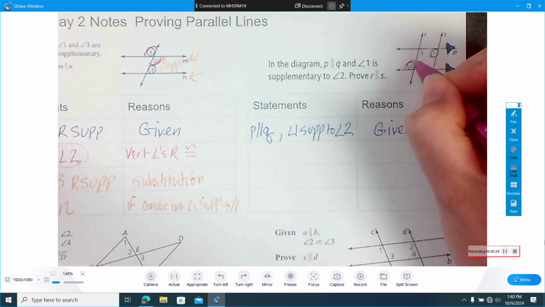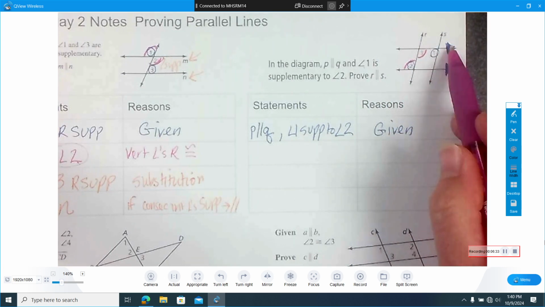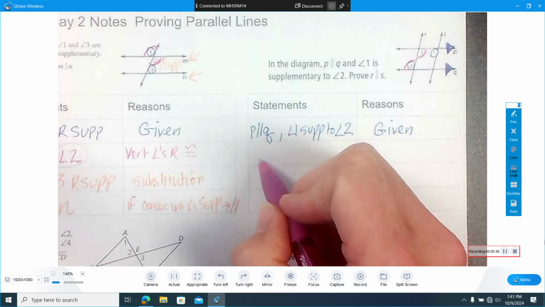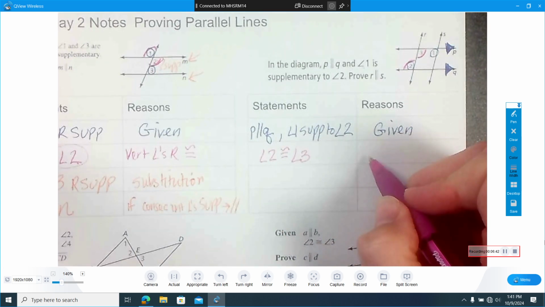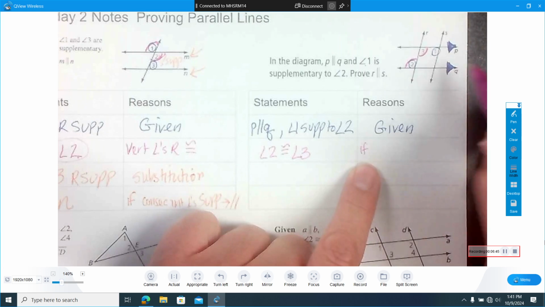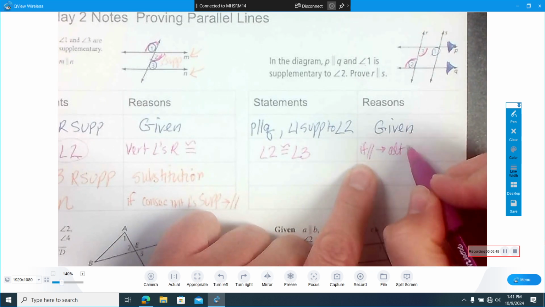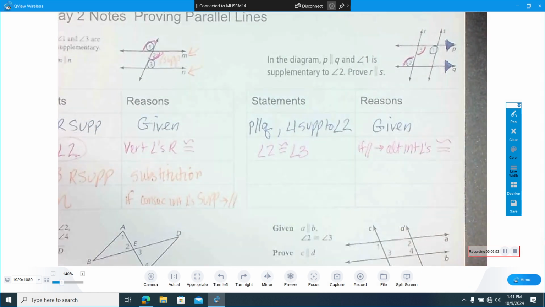They're alternate interior. Angle 2 and 3 are on our parallel lines. So what are they? They're congruent. Angle 2 is congruent to angle 3, and the reason is because they gave us parallel lines. If parallel lines, alternate interior angles are congruent. They gave us the parallel lines, so we're going to use that.